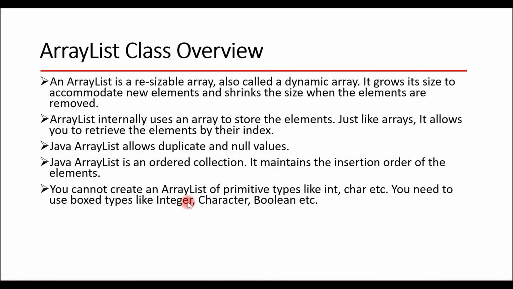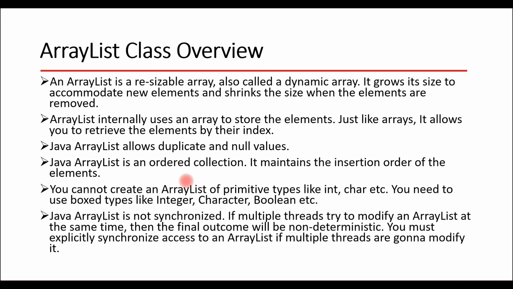All right, and you cannot create an ArrayList of primitive types like int, char, etc. You need to use boxed types, that is wrapper classes like Integer, Character, Boolean, etc. ArrayList is a generic class, and generics do not support primitives. So whenever you want to store integer numbers, characters, or booleans, we have to use wrapper classes. So as an alternative to primitive types, we have wrapper classes in Java. This we'll see in the example section.